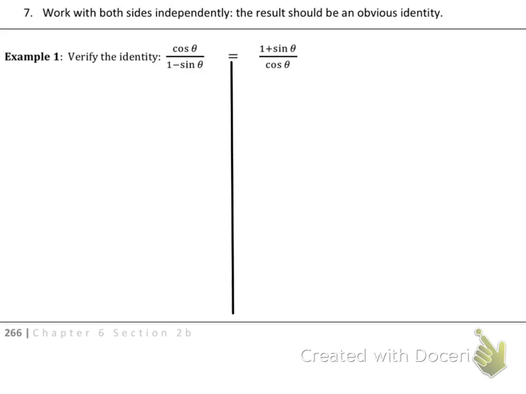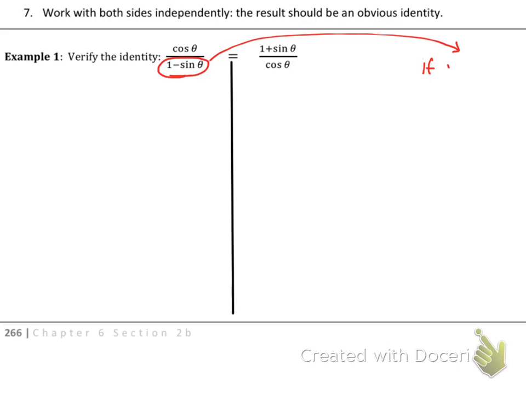All right, so we have cosine theta over 1 minus sine theta equals 1 plus sine theta over cosine theta. I'm going to make a big deal about this really quick. See this 1 minus sine theta? Let's put a note on this side here.